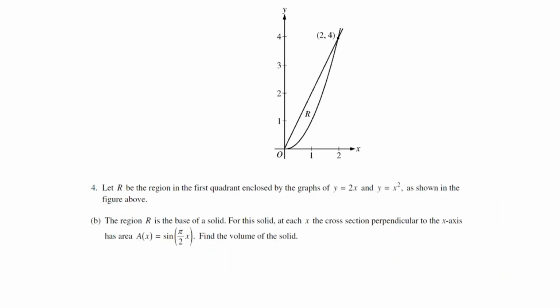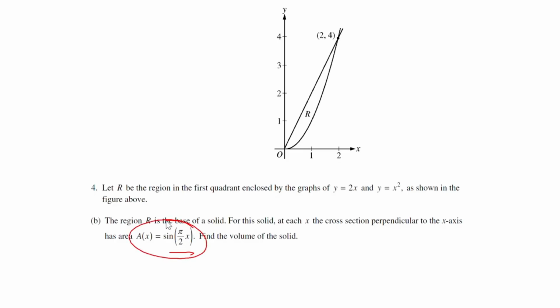In part B, they ask us to find the volume here of this solid where region R is the base. And at each x value, the cross section of this geometric solid that's perpendicular to the x-axis has an area of sine pi over 2x. Well, this is just a volume by cross-section problem where normally they give you a shape and you have to find the area yourself, but this time there's no shape given, it's just the area.